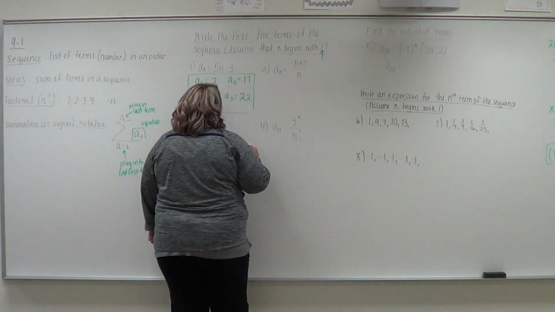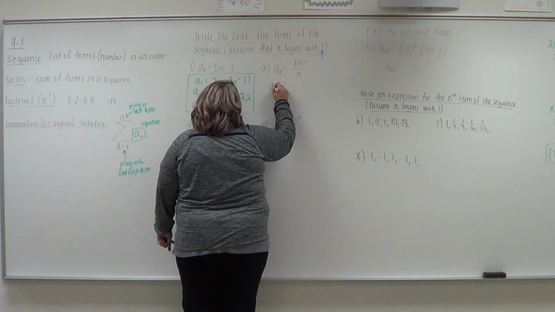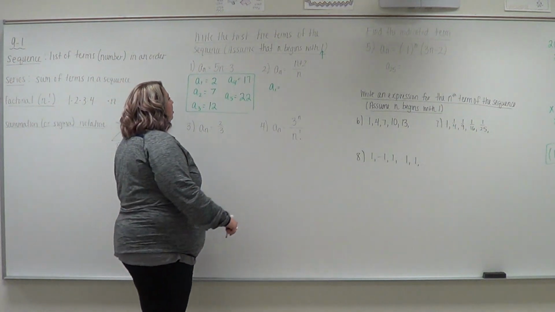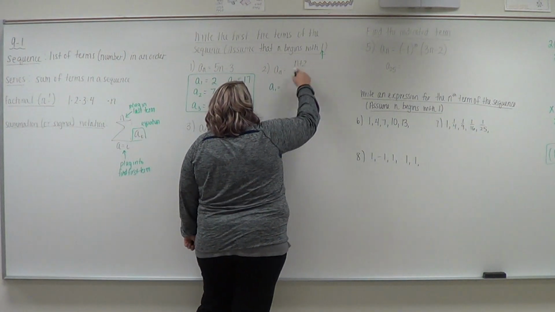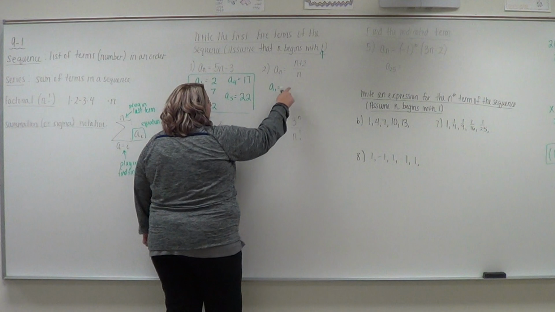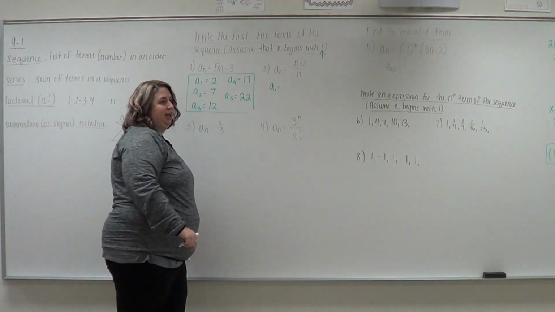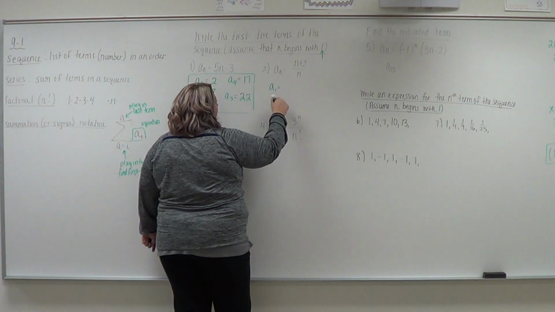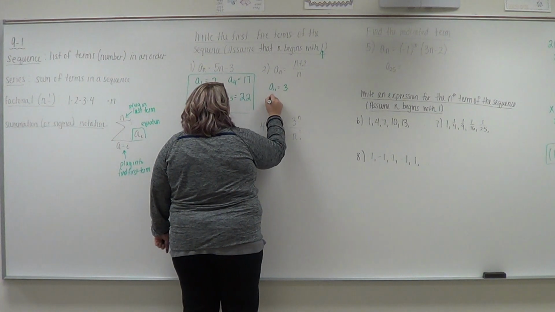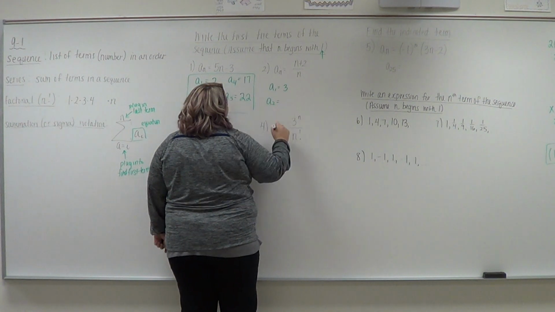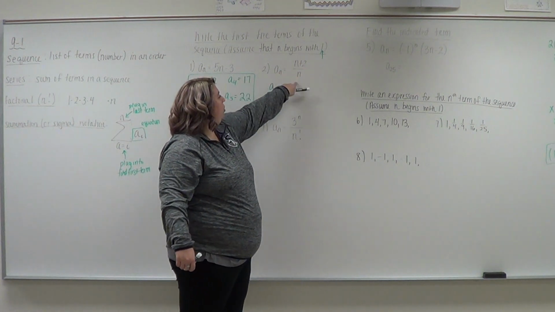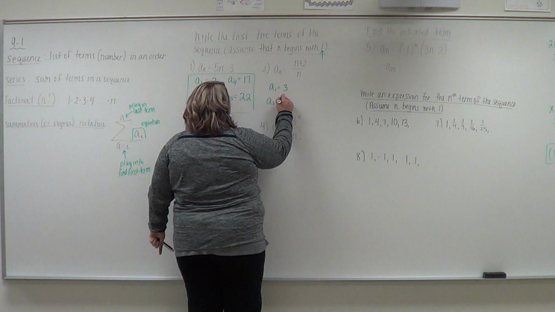So I'm going to find the first 5 terms. If I want to find A1, I'm going to plug 1 in for n. So 1 plus 2 is 3. And I also have to plug 1 in for that other n. So 1 plus 2 is 3, divided by 1 is 3. Find A2, plug in 2. 2 plus 2 is 4, divided by 2 is 2.